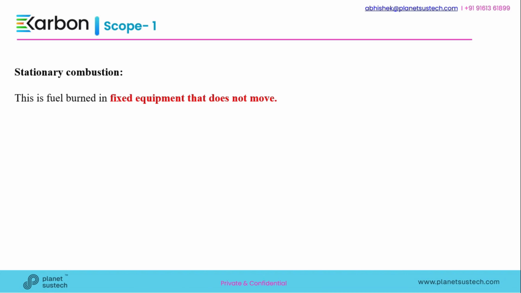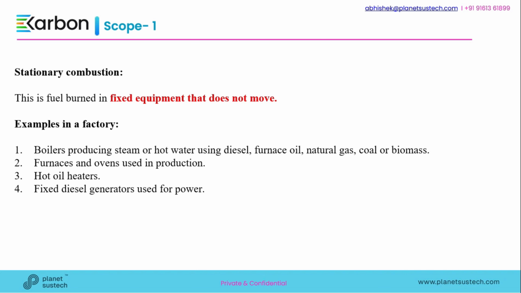What is stationary combustion? This is fuel burned in fixed equipment that does not move. Examples in a factory: boilers producing steam or hot water using diesel, furnace oil, natural gas, coal or biomass. Furnaces and ovens used in production. Hot oil heaters. Fixed diesel generators used for power.